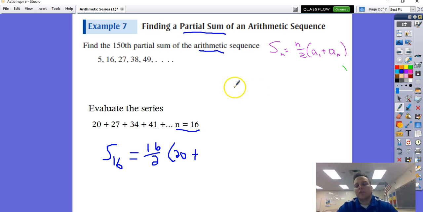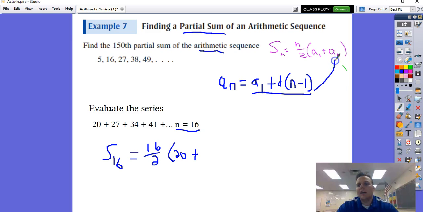So last time we found the 16th term by creating an explicit formula. Let's go back to that for a second. Let's remind ourselves, what is an explicit formula? Well, it allows me to find any term in the sequence, and it's simply a sub n is equal to a sub 1 plus d times n minus 1. So wait, do y'all see how this is a sub n and this is a sub n? So this says a sub n equals this, so that means I could take this and plug it in for a sub n right there.